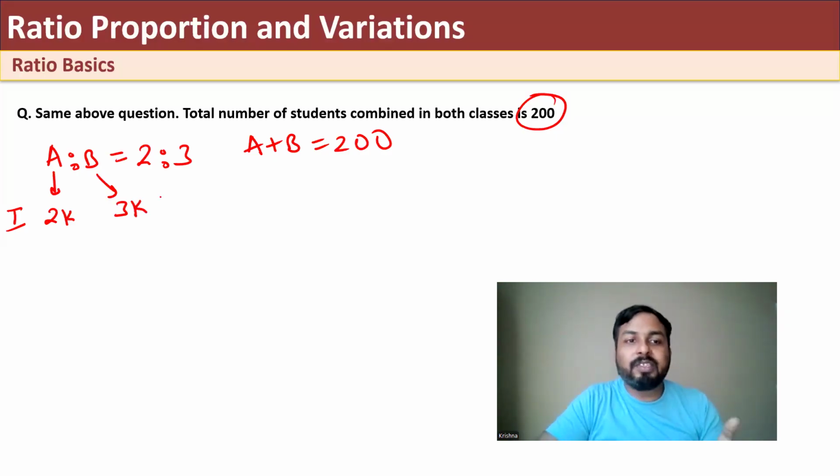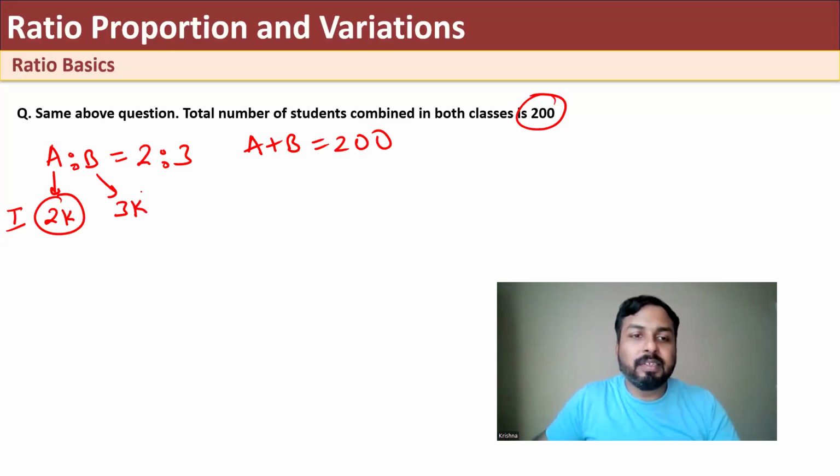What is 2K and what is 3K? 2K is the number of students in class A and 3K is the number of students in class B. Whereas 2 is to 3 is the ratio. 2K and 3K are quantities. Now, if 2K and 3K are the quantities, then can I say that 2K plus 3K is equal to 200? Yes or no?